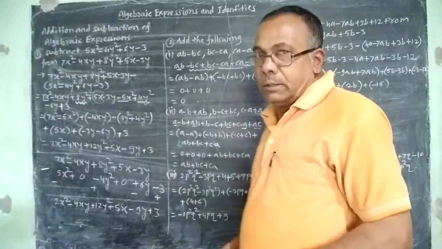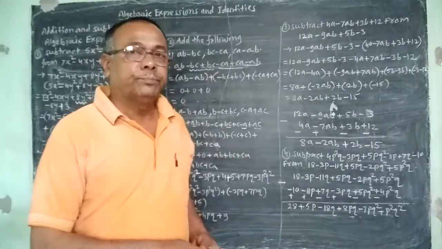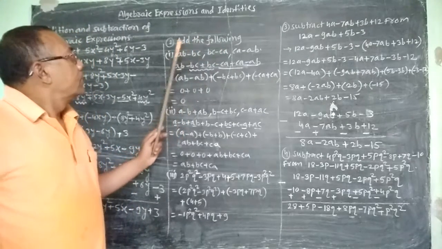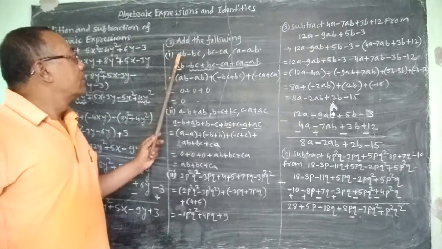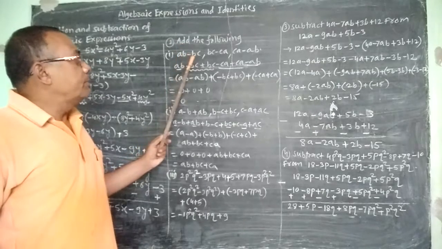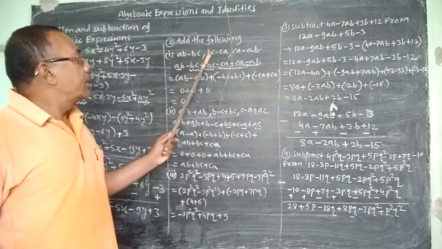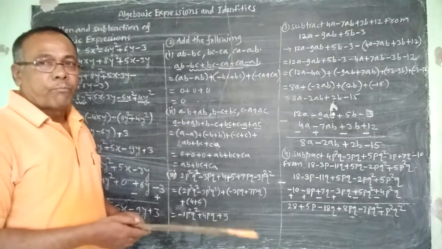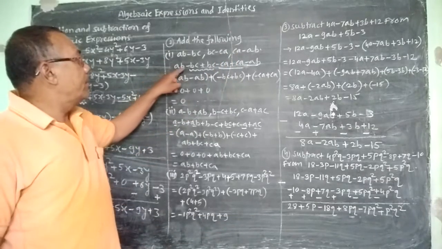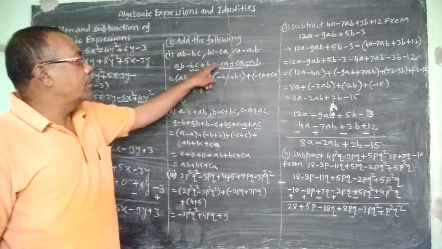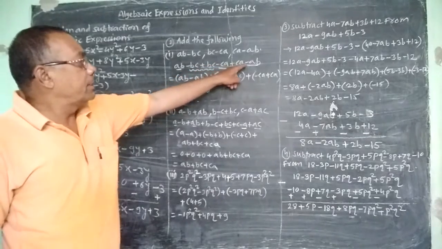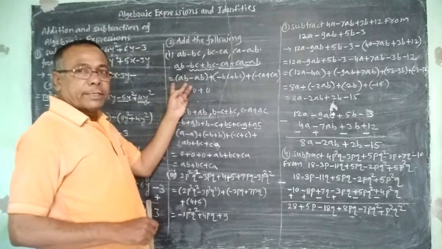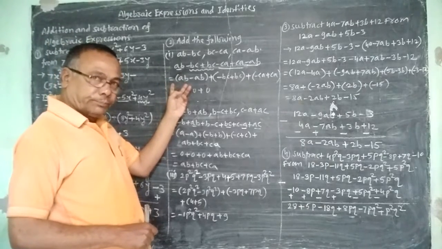And now there is a second question that add the following. Here in the first question it is given that add AB minus BC, then second expression BC minus CA, and the third expression CA minus AB. Since we have to add here AB minus BC plus BC minus CA plus CA minus AB, here again we have collected the like terms in the brackets.